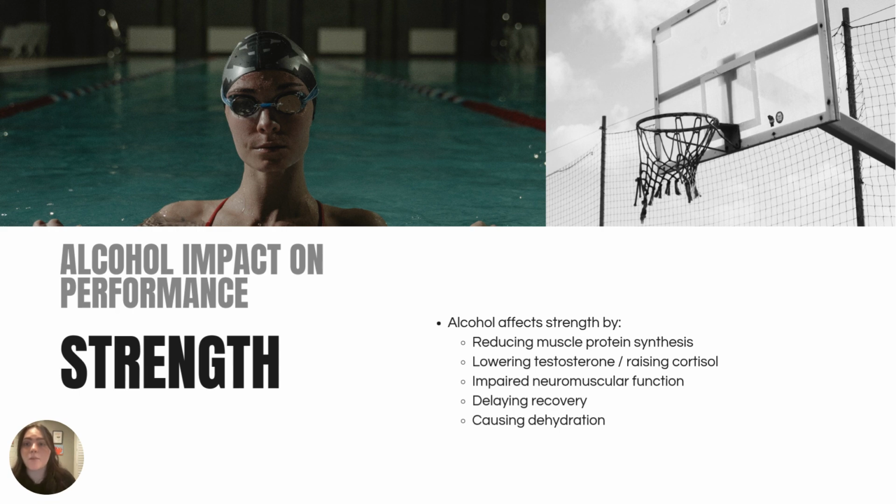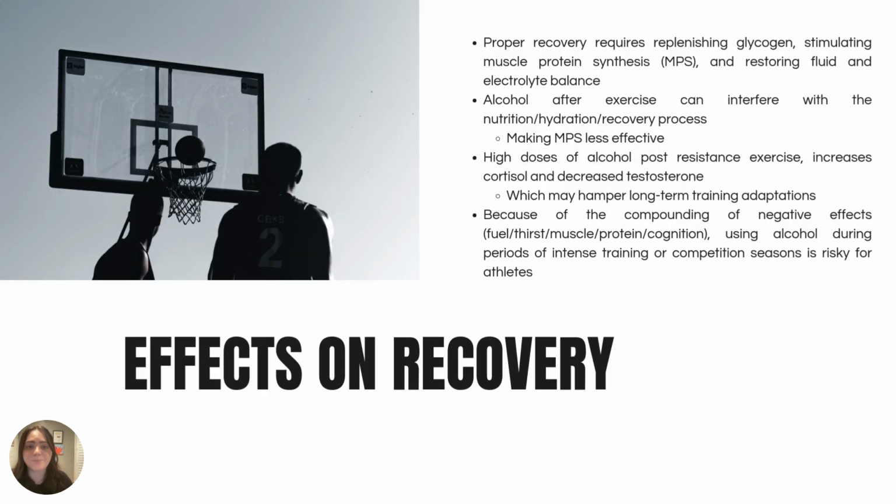These are the effects on strength. Alcohol affects strength by reducing muscle protein synthesis, which slows muscle growth and strength gains. It lowers testosterone and raises cortisol, which promotes muscle breakdown. It impairs neuromuscular function, which decreases muscle activation and coordination. It delays recovery so that muscles take longer to repair after strength training. And lastly, it causes dehydration, which reduces muscle contraction efficiency. Overall, the cumulative effects of reduced endurance and strength contribute to a marked decline in training outcomes and competitive performance.